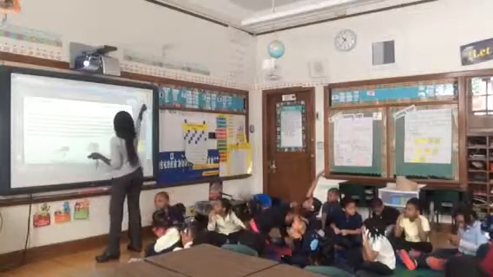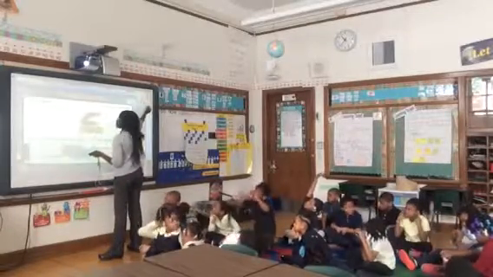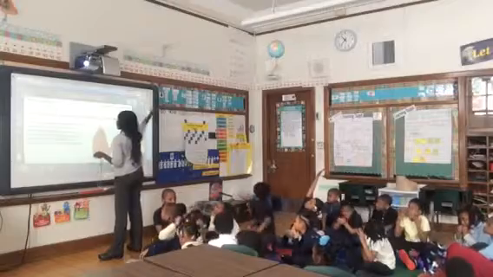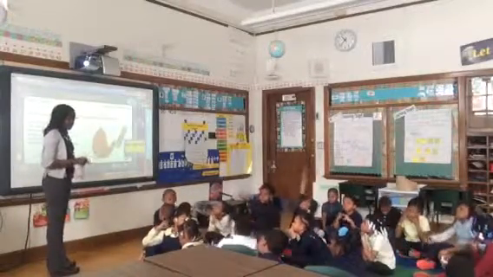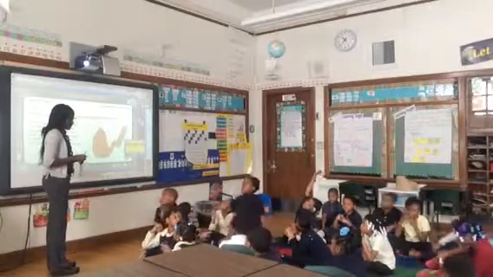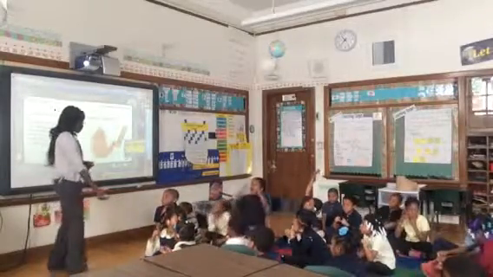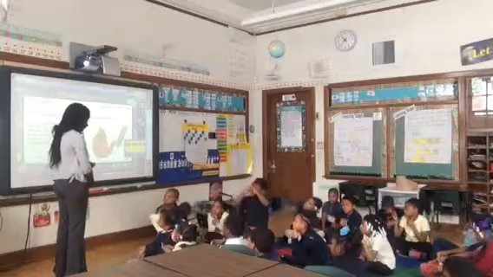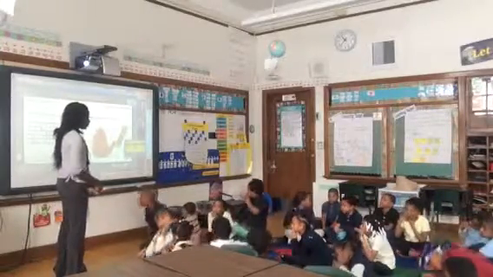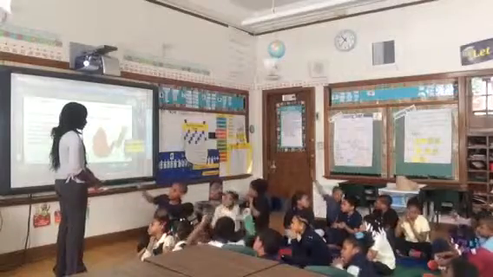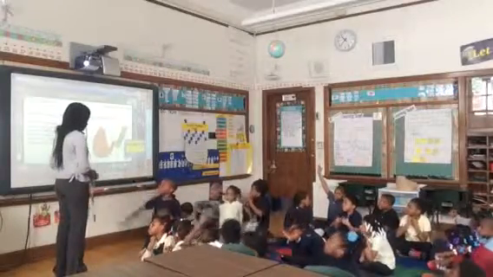So, we're talking about measurement. We know when you measure, you can measure distance and you can measure the length of things. And we know that one of the tools that you can use is a ruler. So what are the two sizes of a ruler that you guys know about?